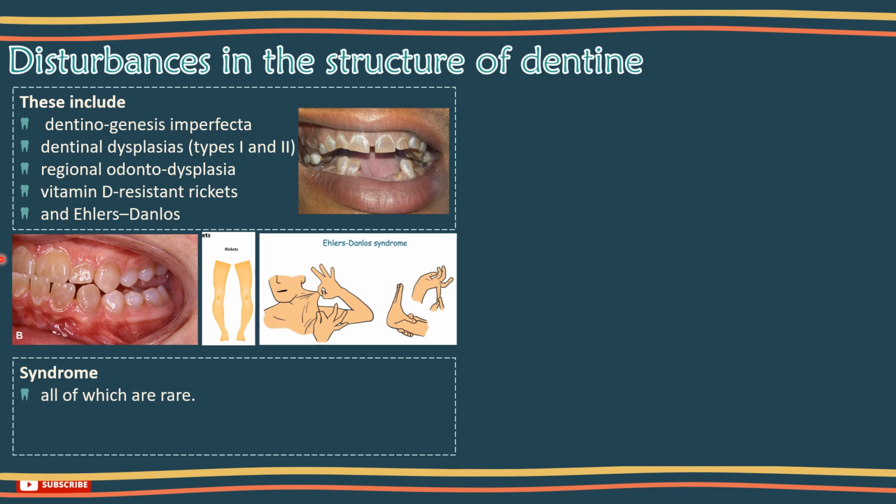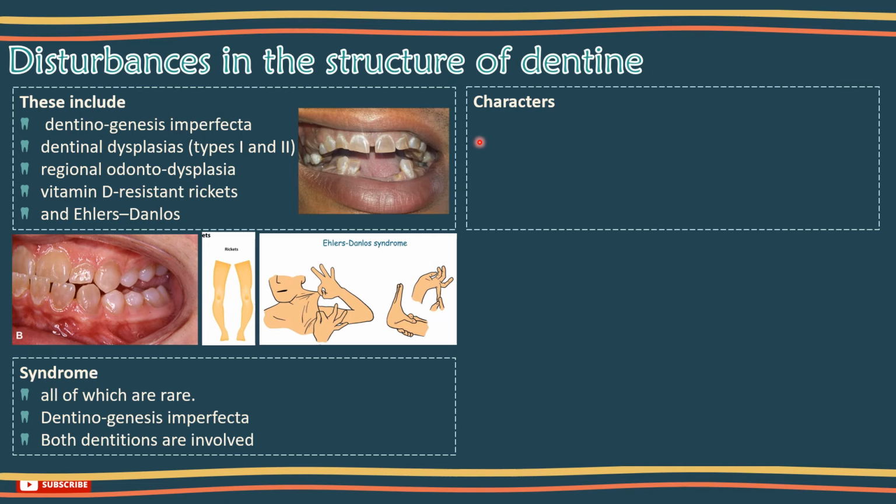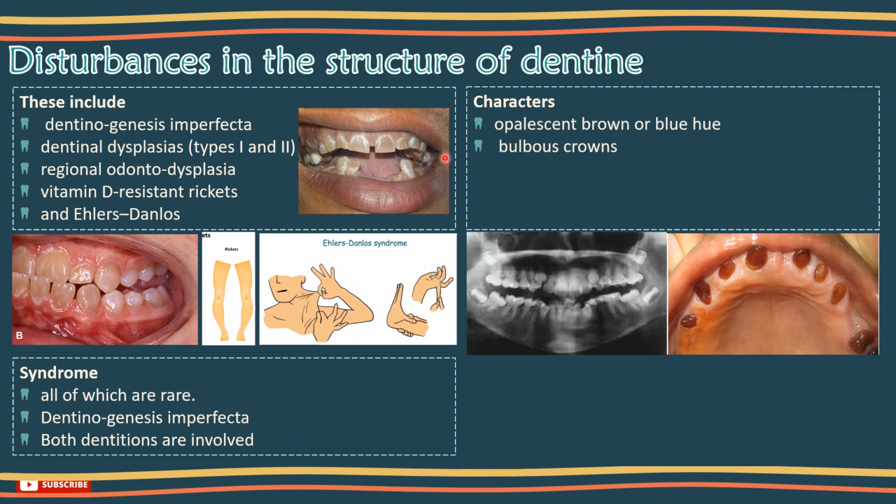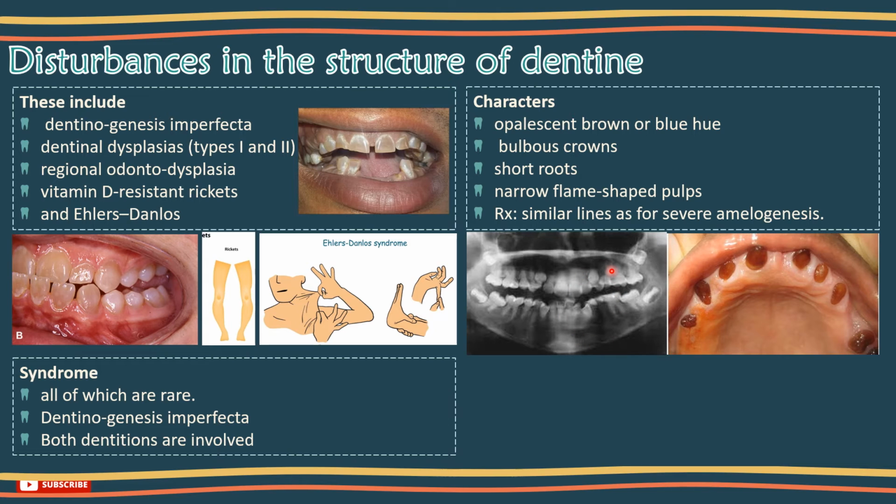Most syndromes are quite rare, but dentinogenesis imperfecta, which is a hereditary opalescent dentine, is a more common case, in which both primary and secondary dentitions are involved, although later formed teeth may be less affected. Characters of teeth in dentinogenesis imperfecta include teeth that may appear opalescent brown or blue hue, bulbous crowns, short roots, and narrow flame-shaped pulp chambers. The amelodentinal junction is abnormal, which results in the enamel flaking off, leading to rapid wear of the soft dentine. Children with opalescent teeth may also have brittle bone diseases.